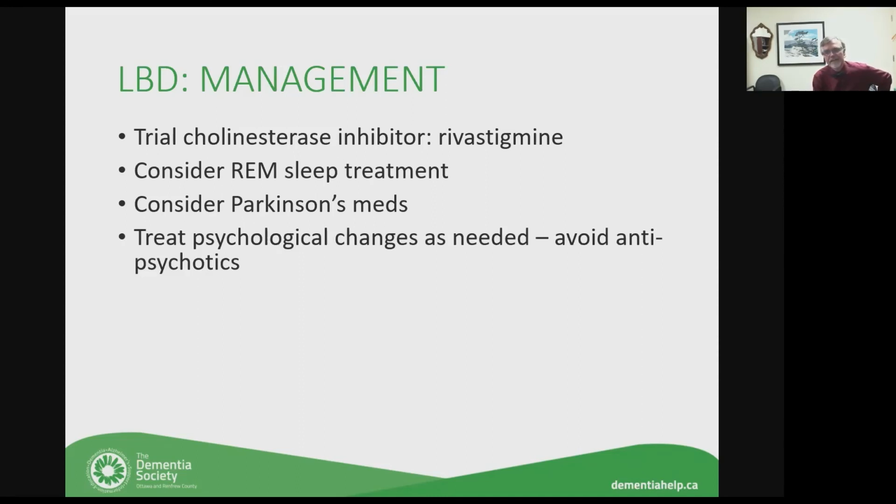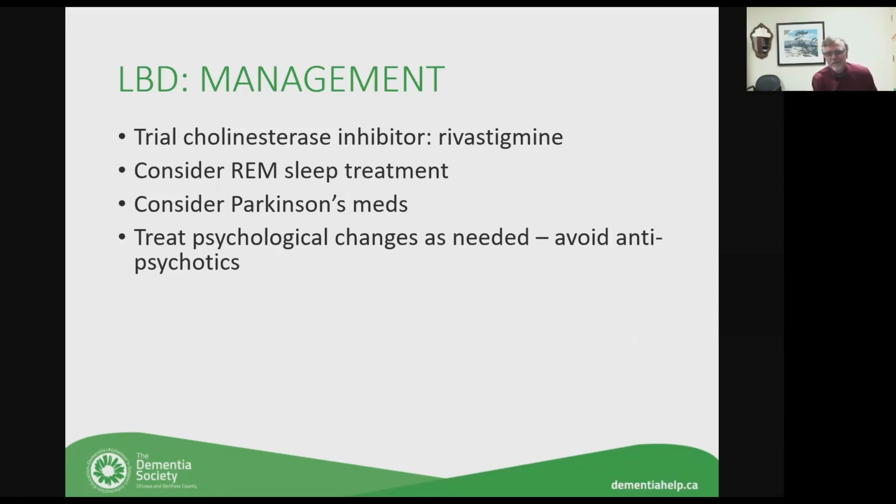Finally, you might have psychological changes, and a lot of physicians that aren't familiar with the Lewy body hallucinations feel that they need to treat the hallucinations, but antipsychotics can actually cause worsening of some symptoms in Lewy body dementia. So we actually try to avoid them if at all possible.